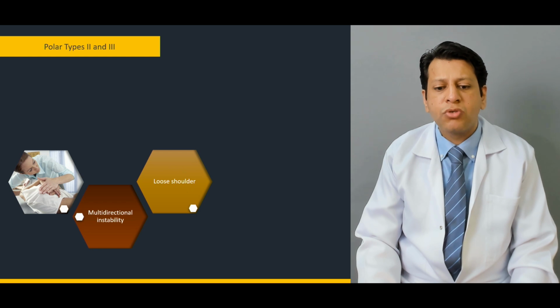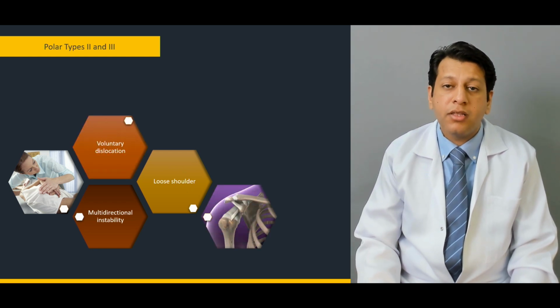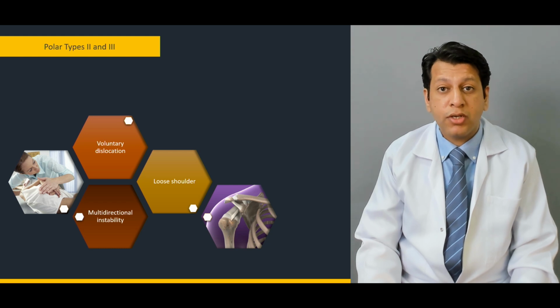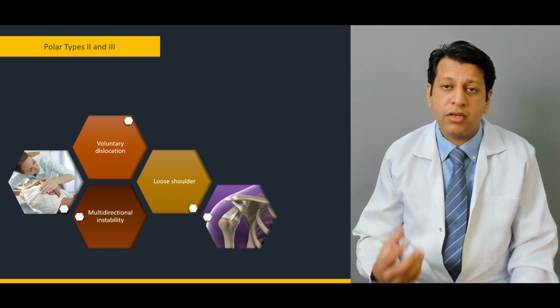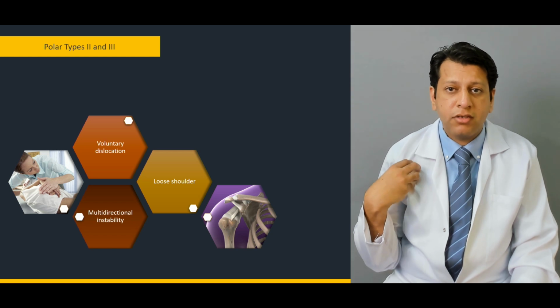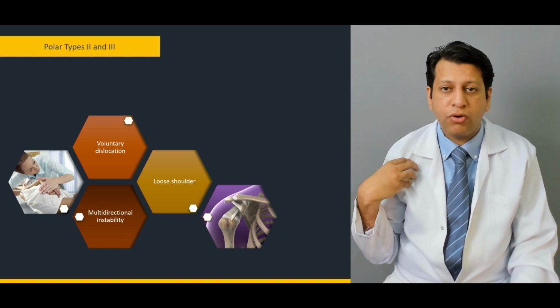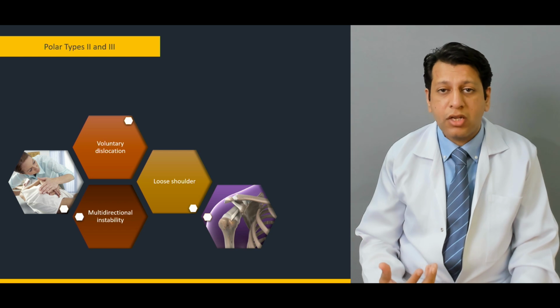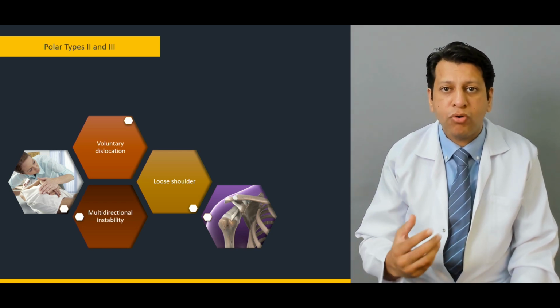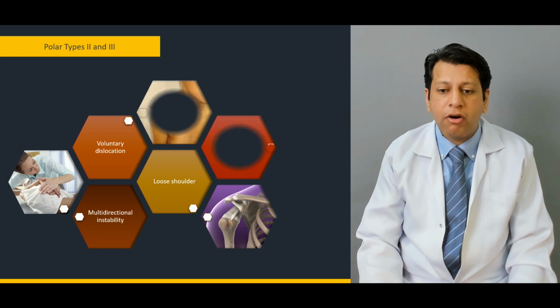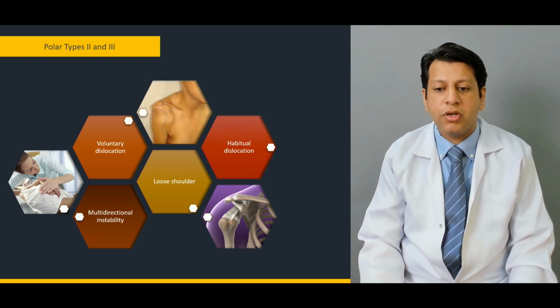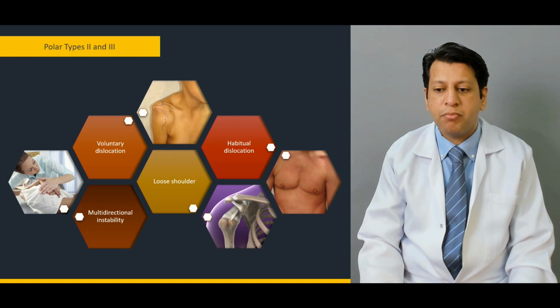Usually this is called a loose shoulder or lax shoulder. There is a history of voluntary dislocation as well. The patient may complain that without any trauma, I can dislocate my shoulder and relocate it back in. This shows that the capsule is lax and the head can easily come out and go back in. Or this may be associated with habitual dislocation, which is very common in these kinds of patients.